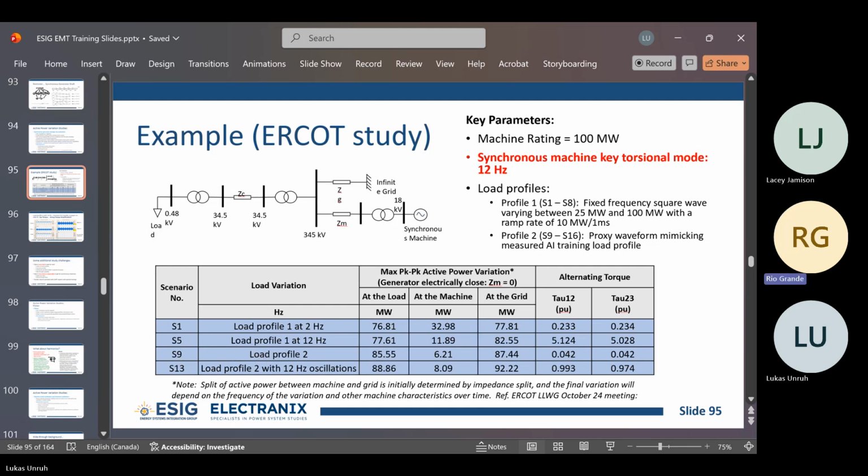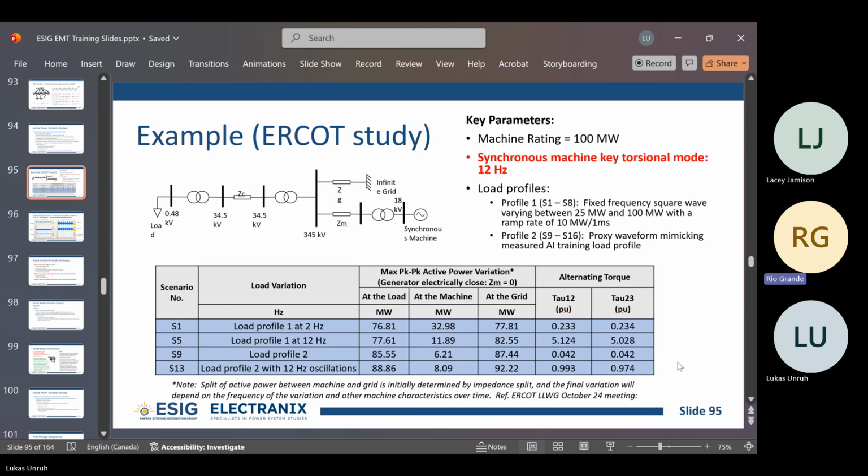Scenario 9 here, load profile 2. This is again the proxy waveform, as directly as we see it from the paper, with nothing added in or modified. When we run this, we see pretty low torque components on the shaft. But again, the load profile isn't going to tell you that we're going to stick exactly to that profile. So what we did is we took that profile and we injected a little bit of 12 hertz component on top. We added, I think, 5% or 5 megawatts of 12 hertz component, and we perturbed that load profile a little bit. We added it and then we removed it, and we'll show you what that looks like.